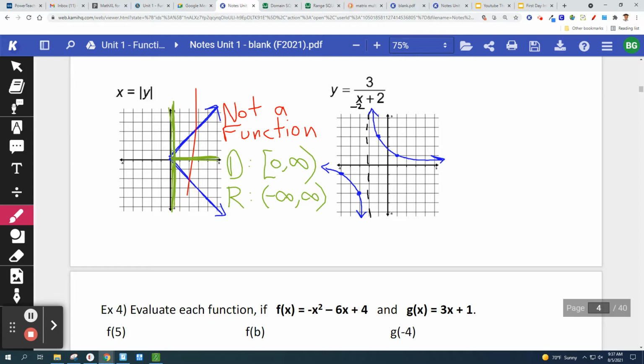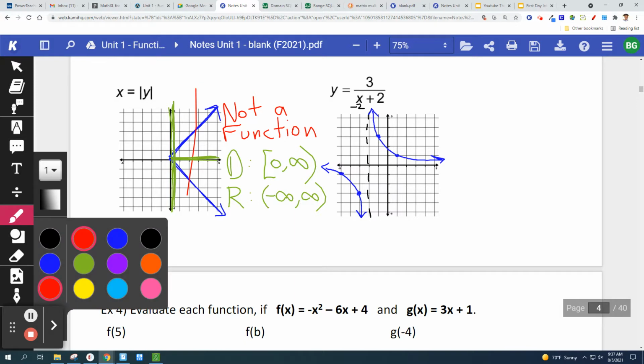All right. But as far as is this a function, draw your vertical lines through. Your vertical lines are only going to hit one time. Once. So is this a function? Yeah, this is a function. Weird, but it's a function.